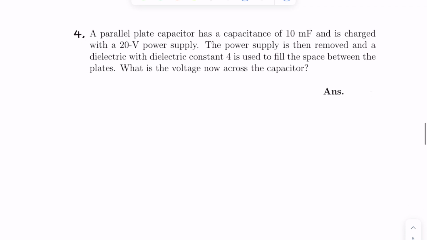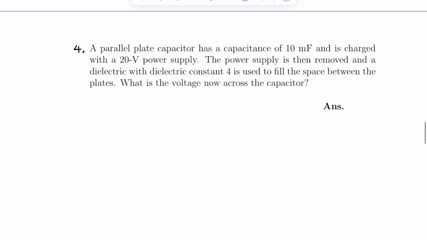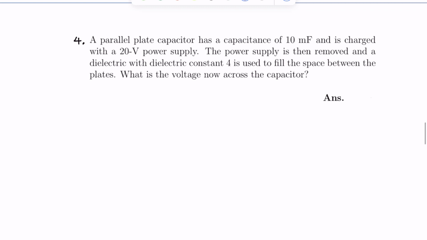Now, question 4. A parallel plate capacitor has a capacitance of 10 microfarads and is connected with a 20 volt power supply. So you've got this capacitor connected to a battery of 20 volts. This capacitance is given as 10 millifarad. So make sure you always draw diagrams.